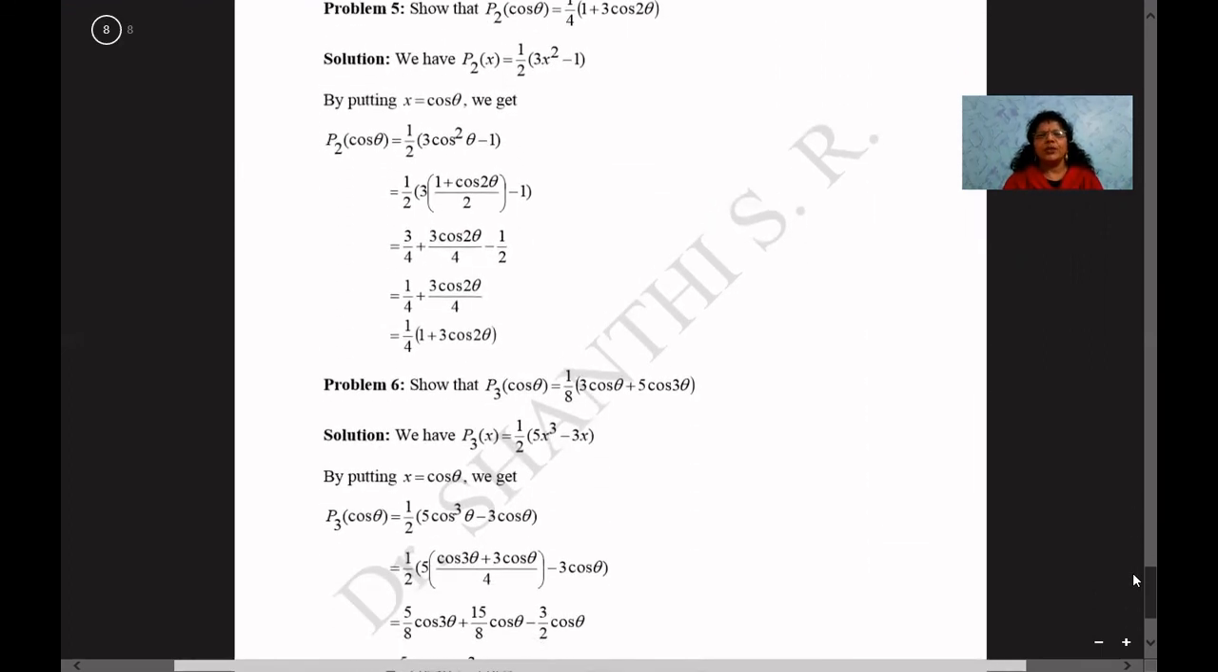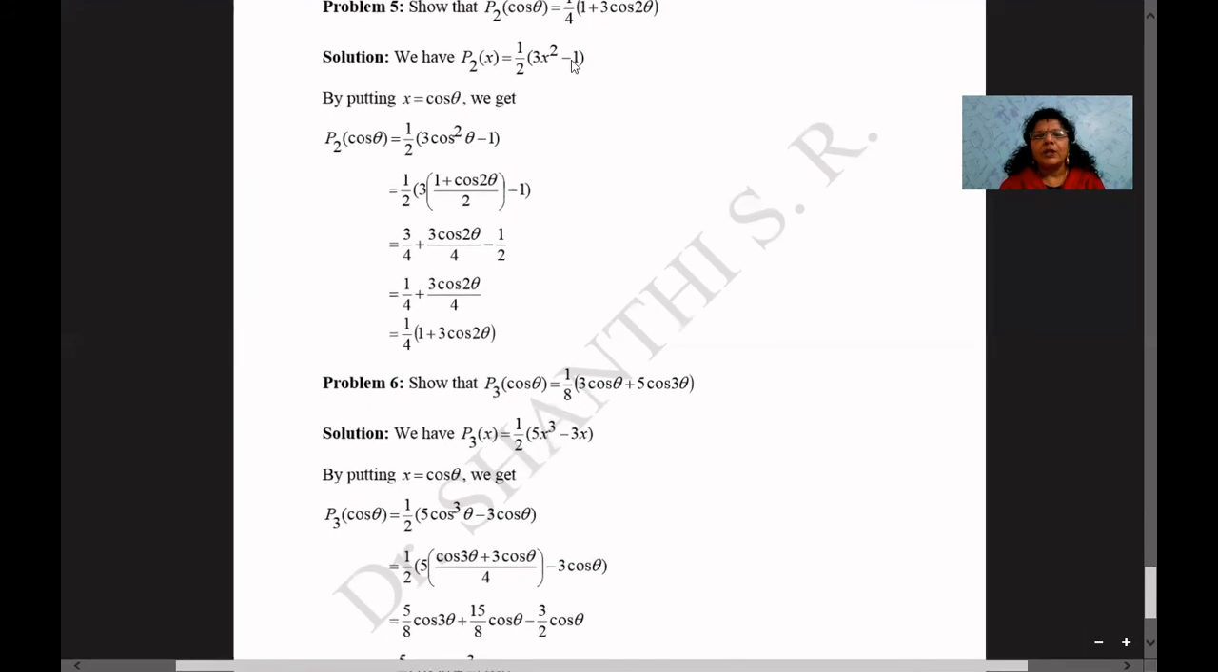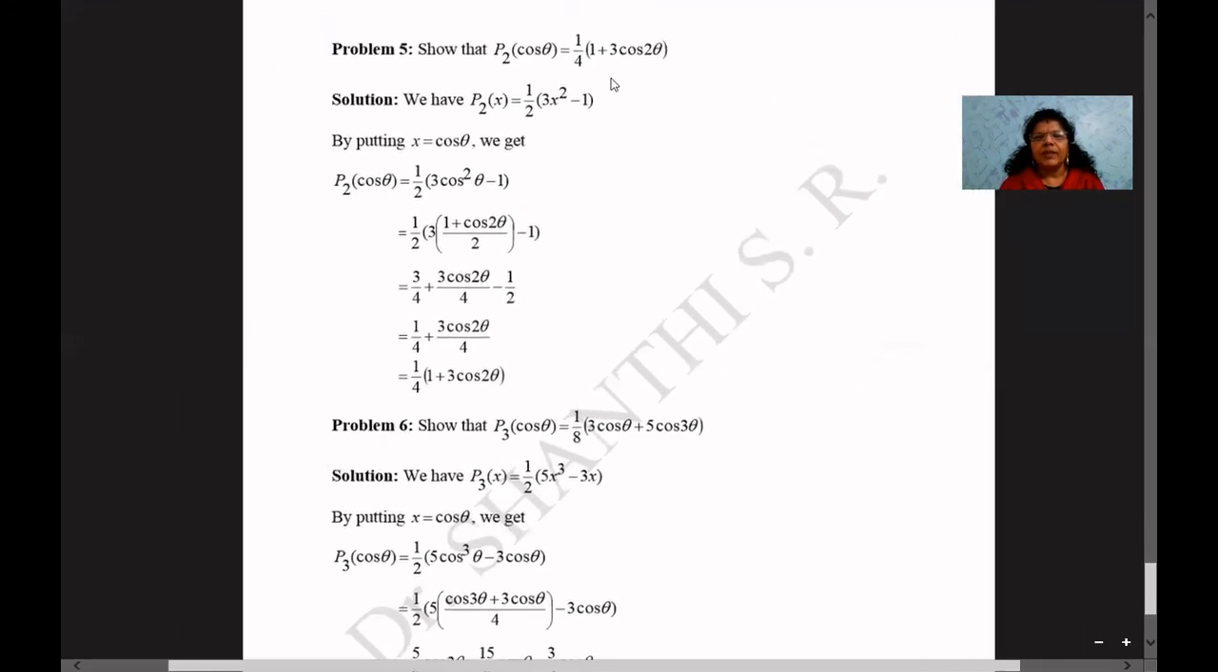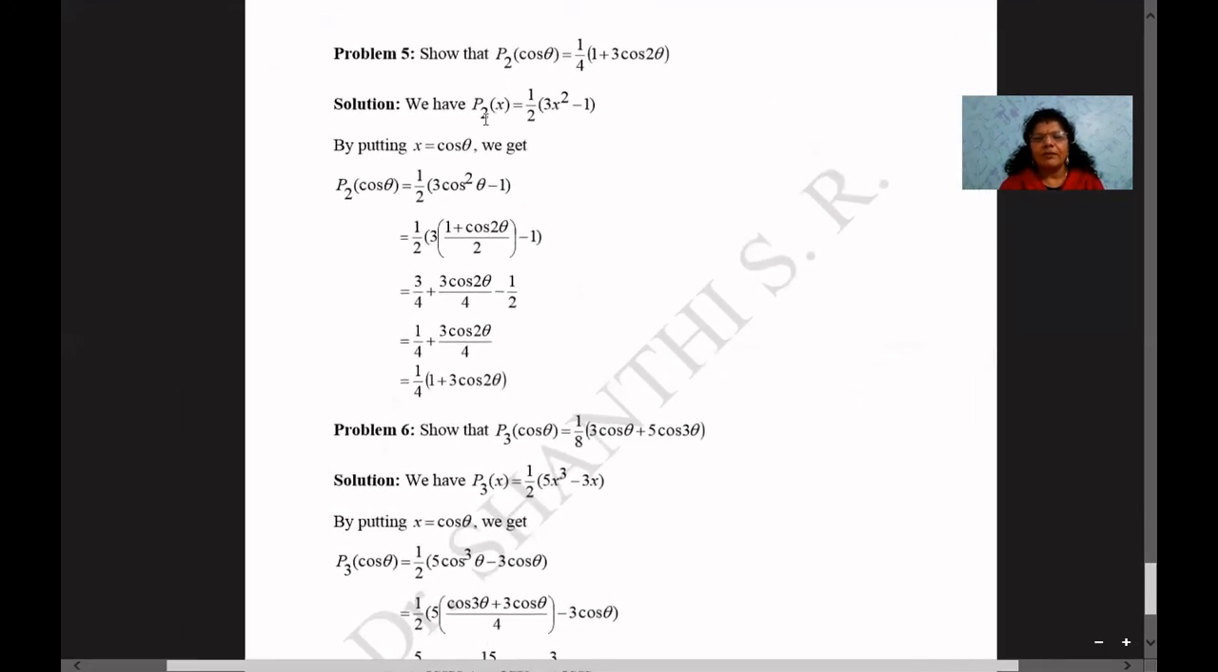Let me move on to problem number 5 now. Show that P2 of cos theta is equal to 1 by 4 of 1 plus 3 cos 2 theta. To prove this, first I have to write the value of the Legendre polynomial P2 of x. What is the value of P2 of x? 1 by 2 into 3x square minus 1. Now substitute the value of x equal to cos theta. So what will I get here? 1 by 2 into 3 cos square theta minus 1.